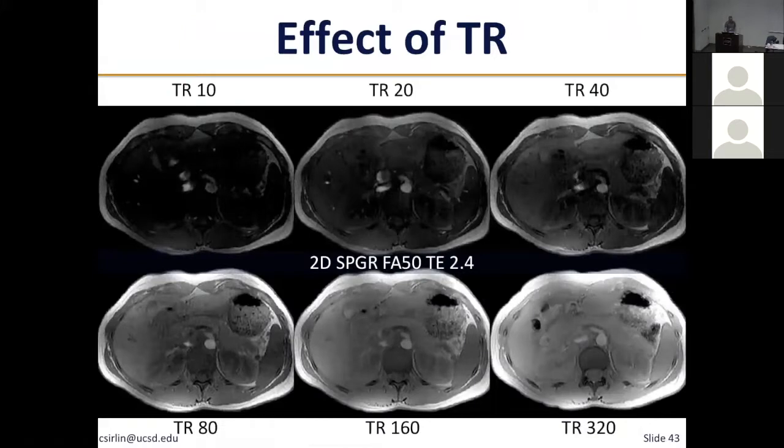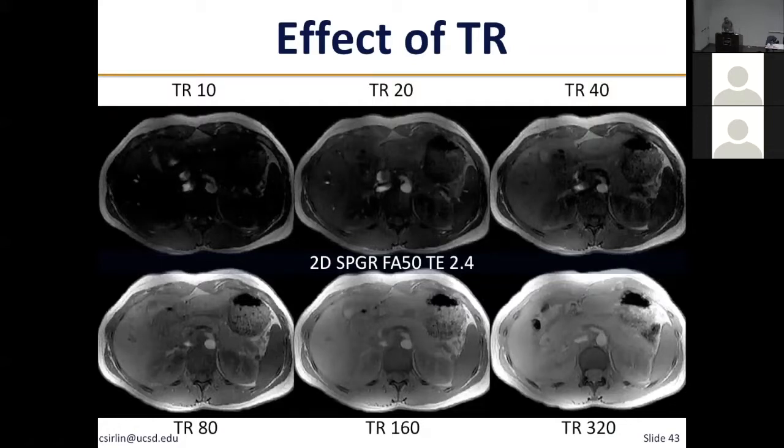So let's look at the effect of TR on signal to noise. Here we have a TR of 10 milliseconds, 20, 40, 80, 160, 320. All of these images were acquired with the same exact sequence. In this case, a two-dimensional SPGR, flip angle 50, TE 2.4. You don't need to memorize this for now. Just remember that all of these images were acquired with exactly the same sequence. Notice that as our TR goes from 10 to 320, the signal to noise goes up.